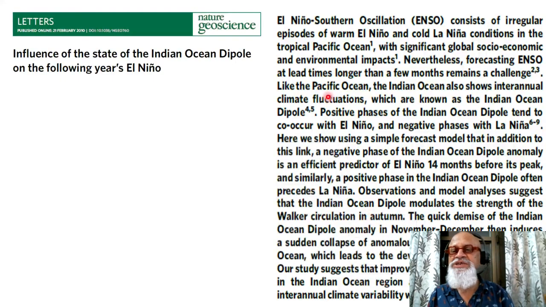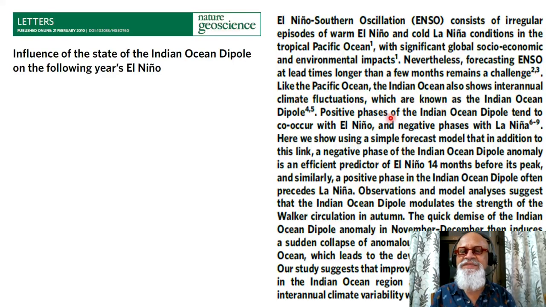El Nino Southern Oscillation consists of irregular episodes of warm El Nino and cold La Nina conditions in the tropical Pacific Ocean with significant global socioeconomic and environmental impacts. Introductory statement. Nevertheless, forecasting ENSO at lead times longer than a few months remains a challenge. There's something called the spring predictability barrier. So if you predict an El Nino before March, April, May, then the system gets noisy during March, April, May, and the skill of the forecast may not be very high.